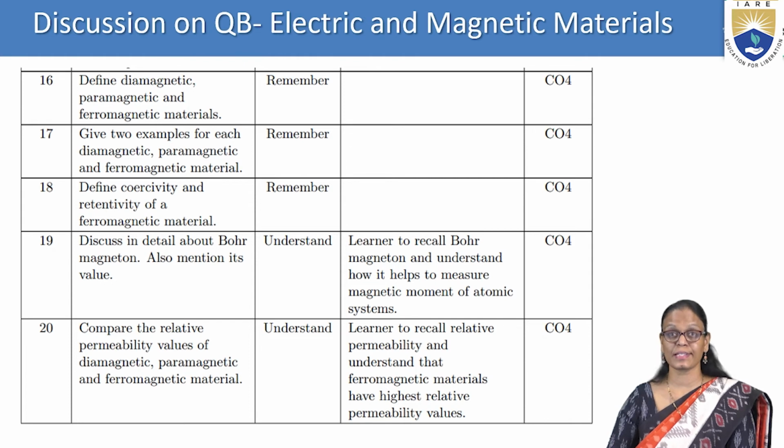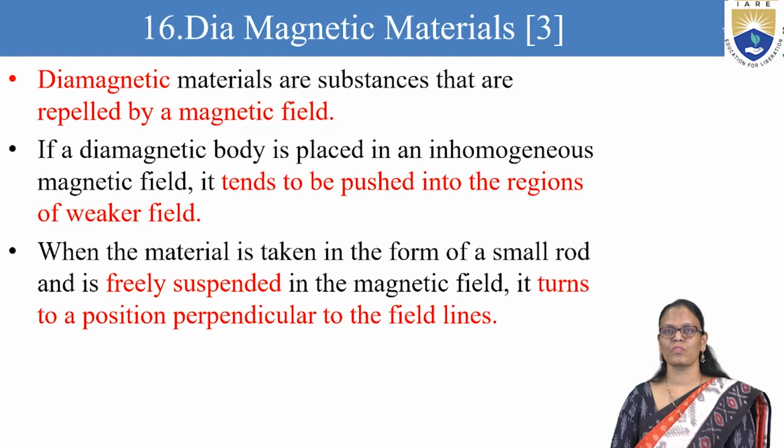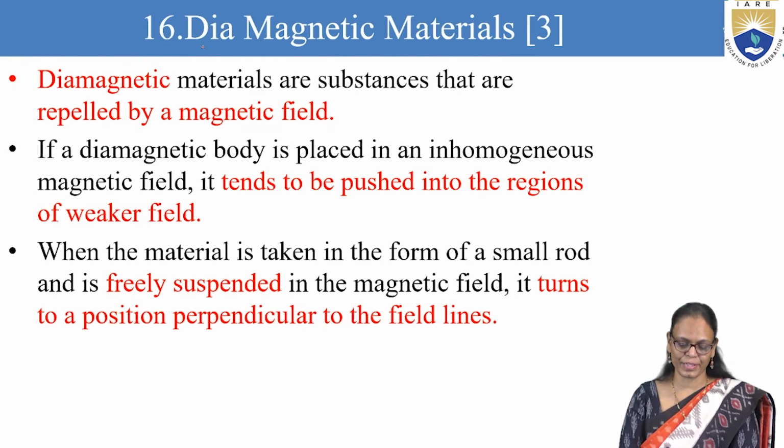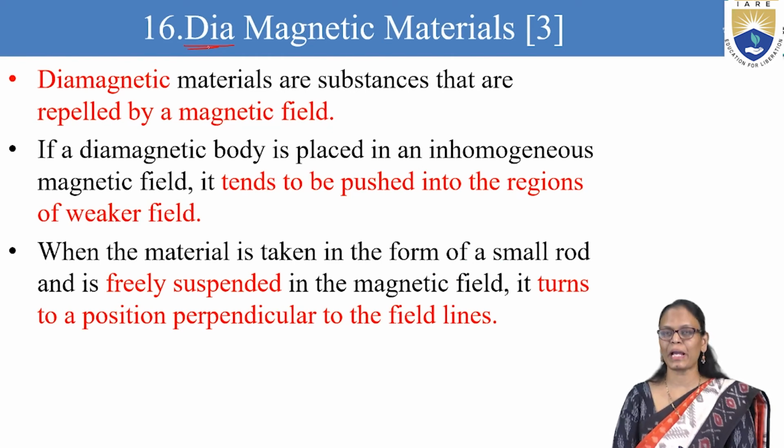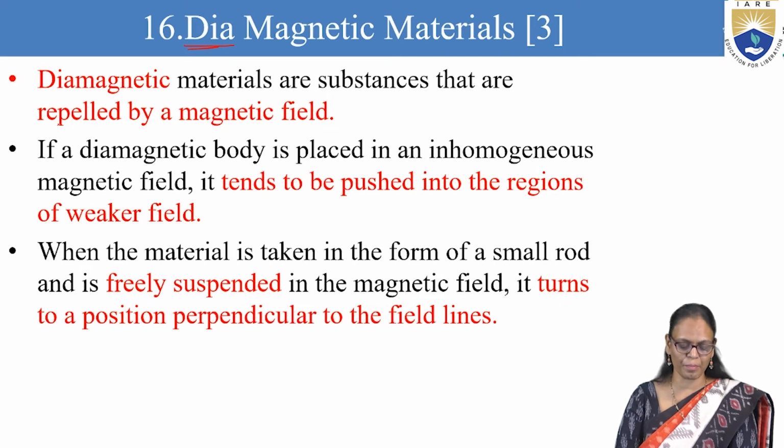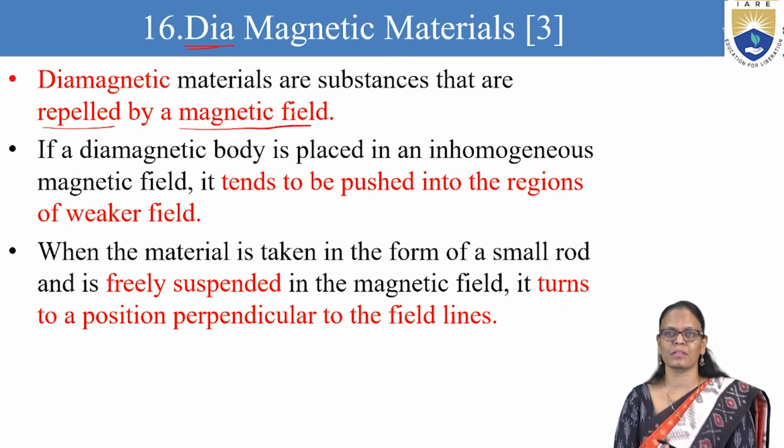Now coming to the 16th question, define diamagnetic, paramagnetic and ferromagnetic materials. So first we'll see what are diamagnetic materials. Diamagnetic materials are repelled by the magnetic field. So whenever we place a diamagnetic substance in a magnetic field, it gets repelled.